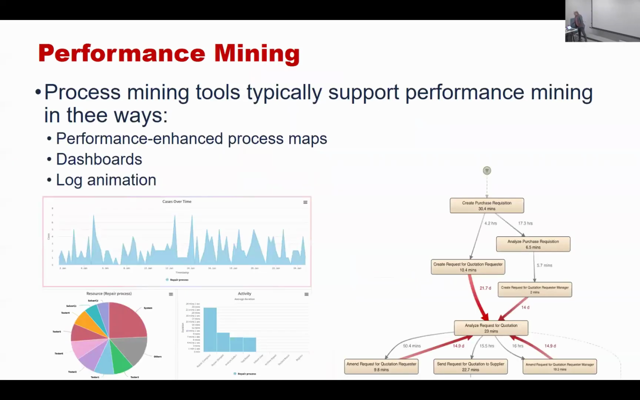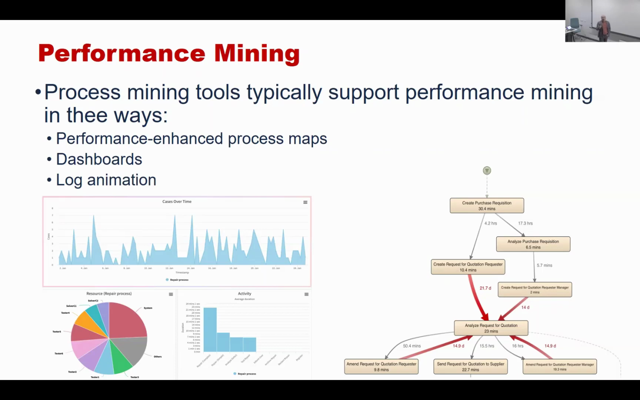There are usually three or more ways in which process mining tools will help you to do performance mining. One of them is by means of dashboards that display a number of performance indicators, as well as charts like distribution charts or maybe cross-sectional charts to understand the performance of your process from different angles.